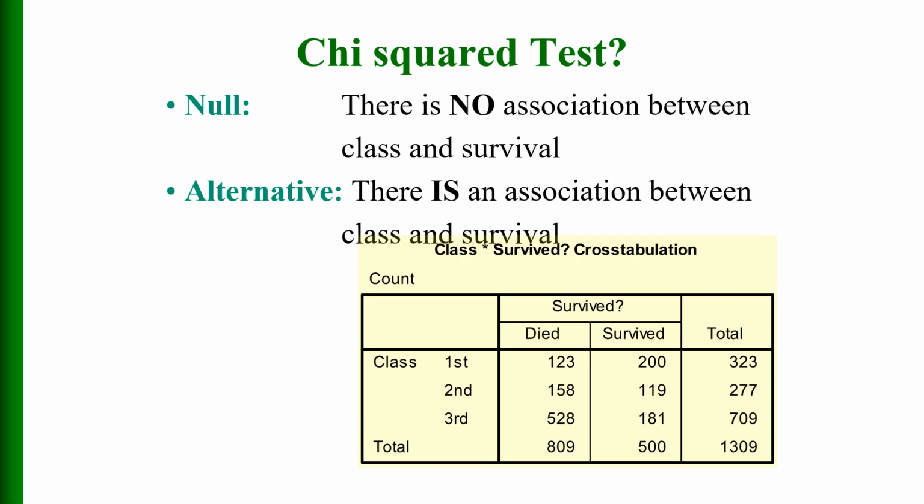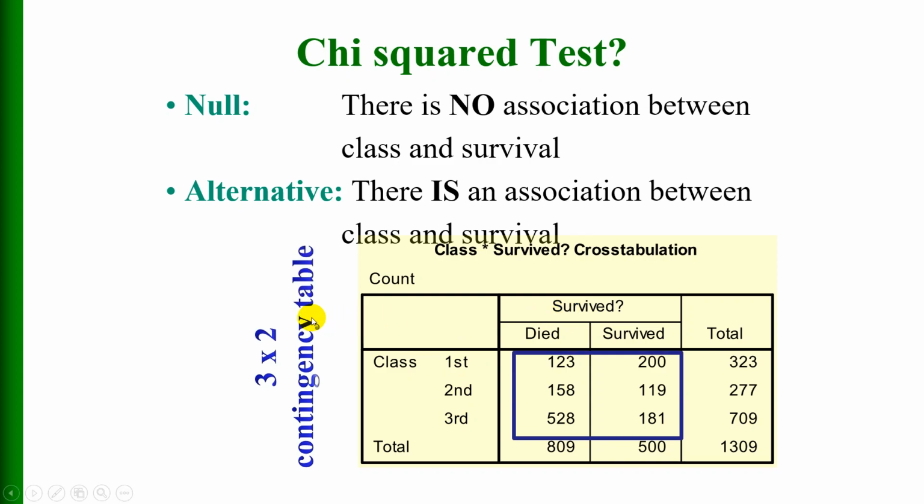So we have to decide on the basis of chi-square whether there was any association between class and survival. Now this is a 3 by 2 contingency table. This is three rows and 2 columns, so a 3 by 2 contingency table. So there are 6 cells or 6 values.